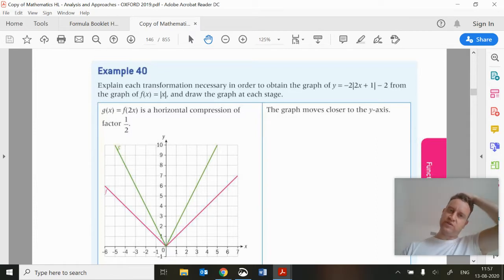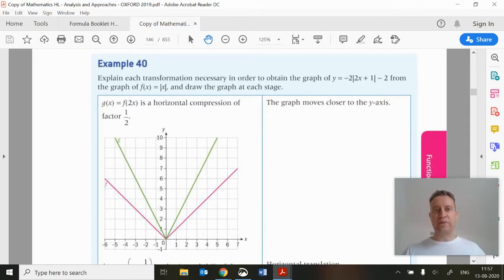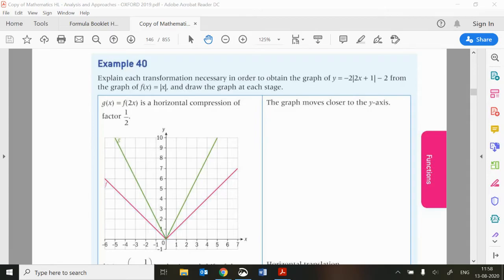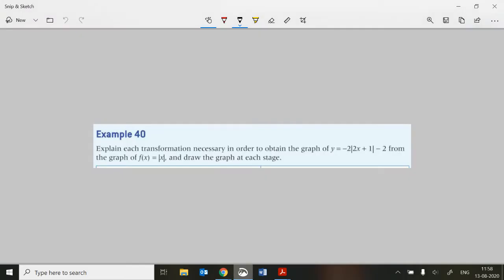Okay, so for example 40, it says explain each transformation necessary in order to obtain the graph of y equals -2 modulus brackets 2x plus 1, close them off, and -2, from the original modulus graph, the modulus of x, that basic absolute value of x graph, and draw the graph at each stage. Now that's the problem. I'm not going to spend my time doing all of this, but I'll kick it off and then I'll do the rest on Desmos, because it just gets too fiddly for me to do.